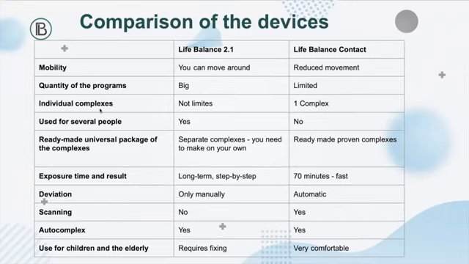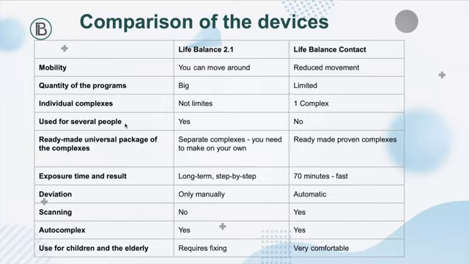Individual complexes, in this case, no limits, and Life Balance Contact, what I told you, just one complex. Like in Life Balance 2.1, we have more than 600 preloaded programs, plus we can download an unlimited amount of programs from the programmer. And in this case, we have limited programs already in the device, plus we can download only one complex, as I told before.